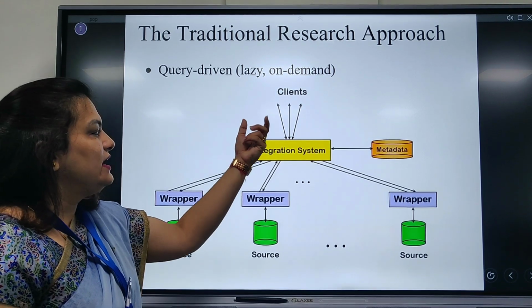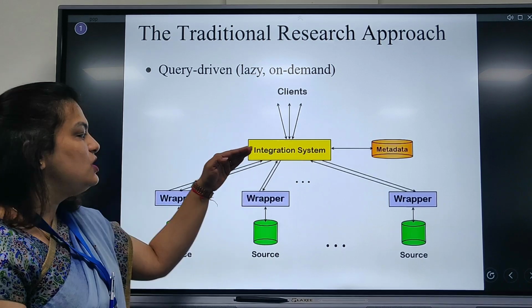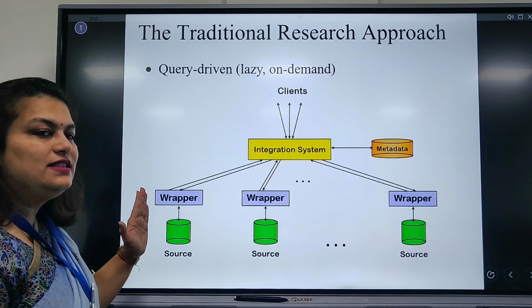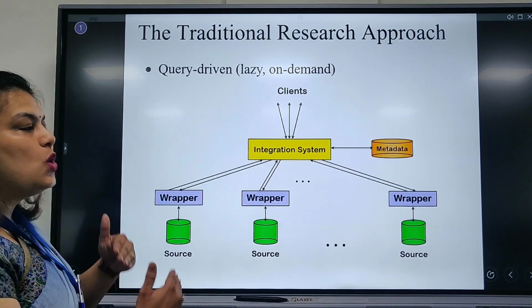How? When the client asked for a particular kind of data, then only would the integrated system ask for that particular data from the wrapper, and then the wrapper used to collect that particular data from the source. So it is on demand.